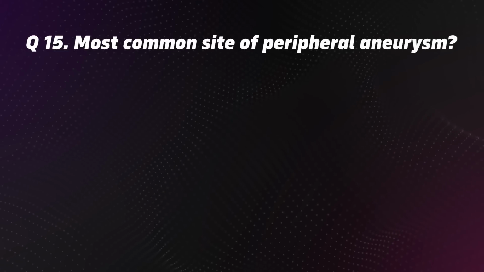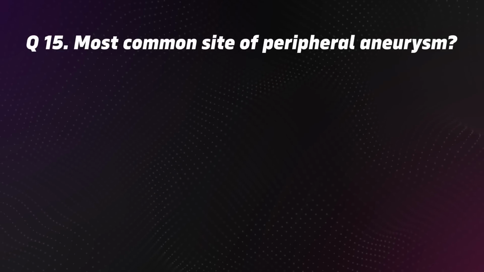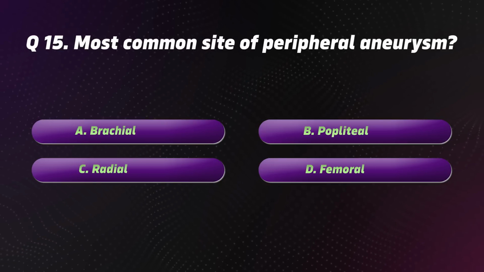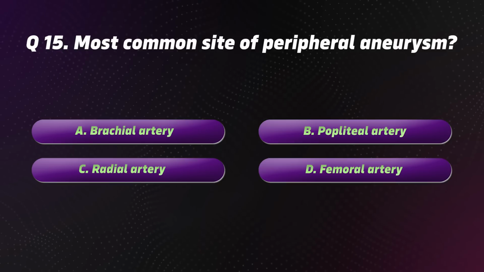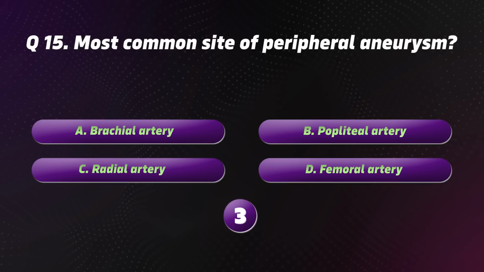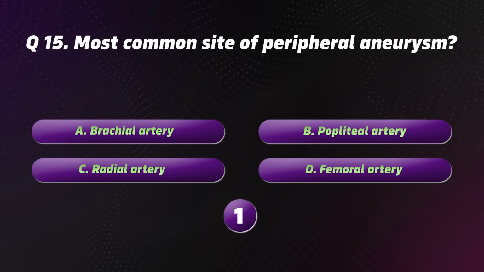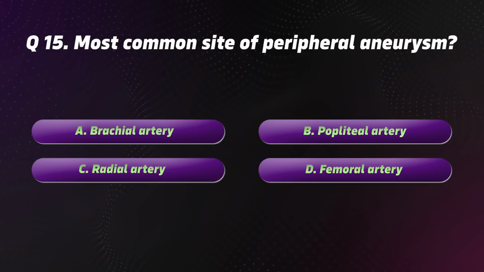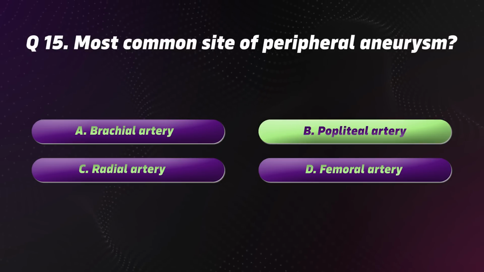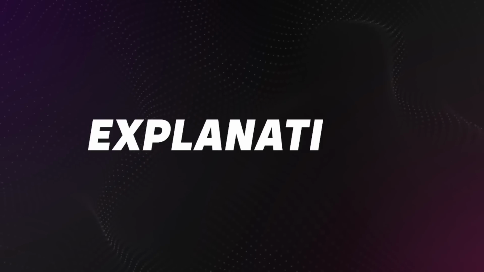Question 15. Most common site of peripheral aneurysm. Here are the options. A. Brachial artery. B. Popliteal artery. C. Radial artery. D. Femoral artery. And the correct answer is option B. Popliteal artery. Here's the explanation.